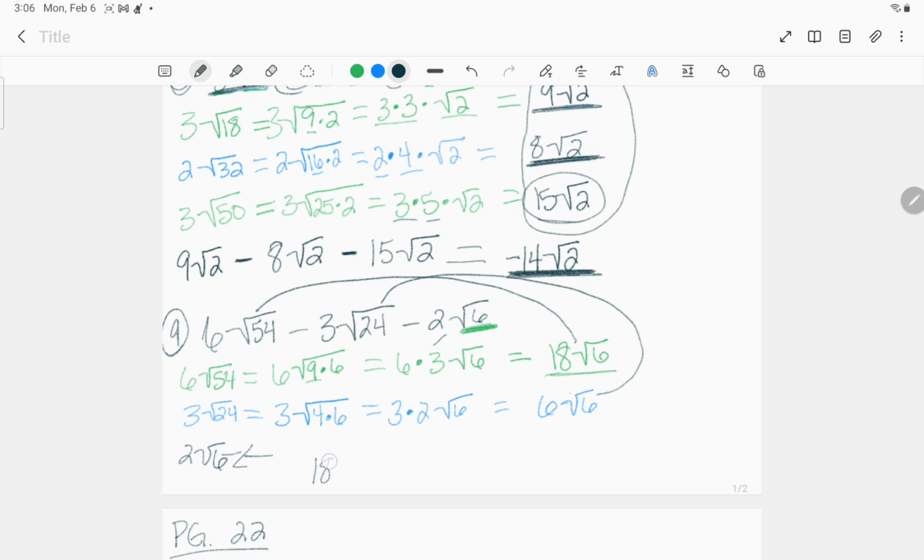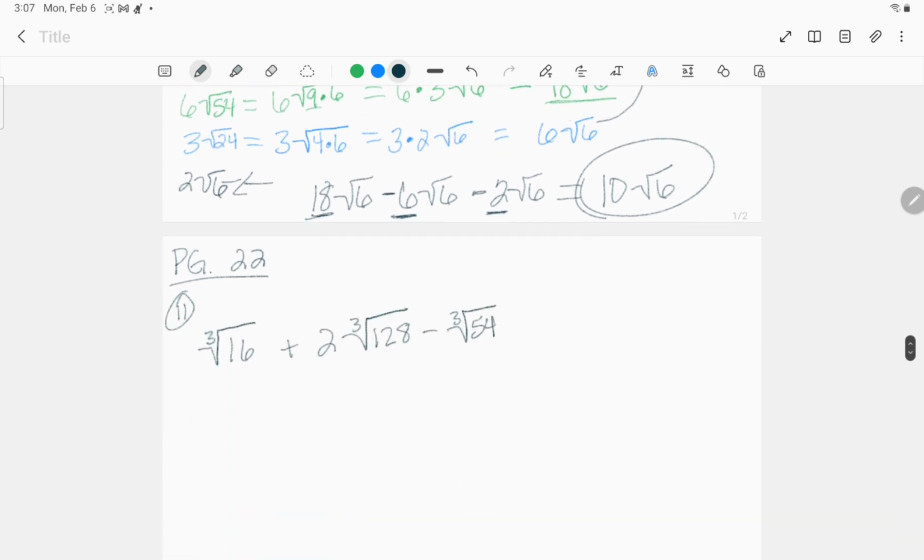All right, so I'm going to have 18 times the square root of 6 minus 6 times the square root of 6 minus 2 times the square root of 6. And then I'm going to solve. So 18 minus 6 is, I'm sorry, it's 12. And then minus 2 is 10 times the square root of 6. That's your final answer. All right, hope that makes sense.